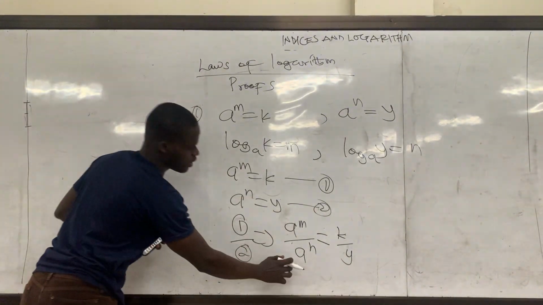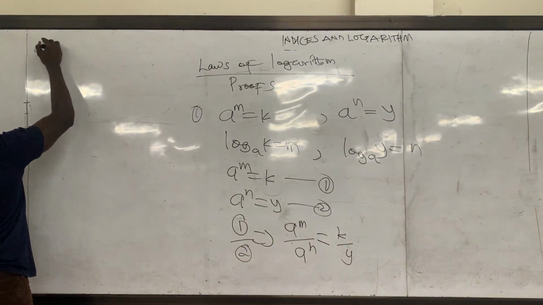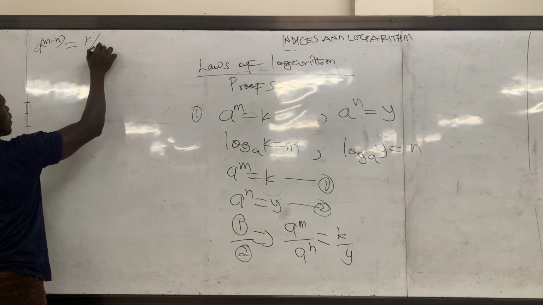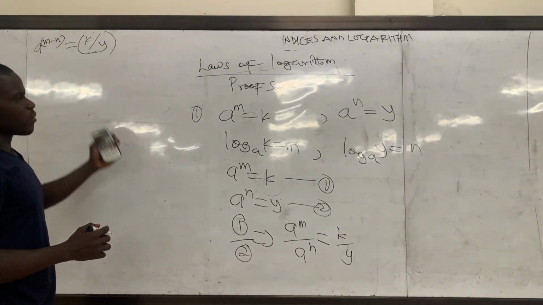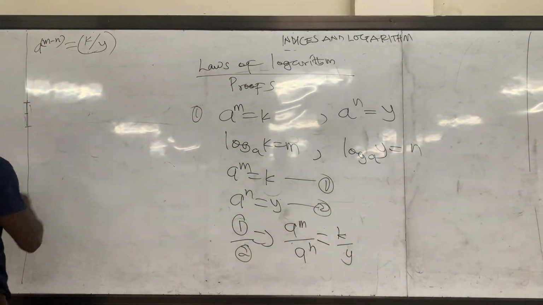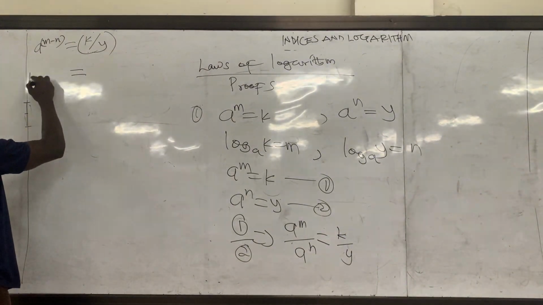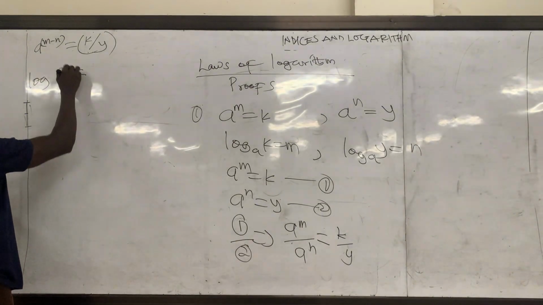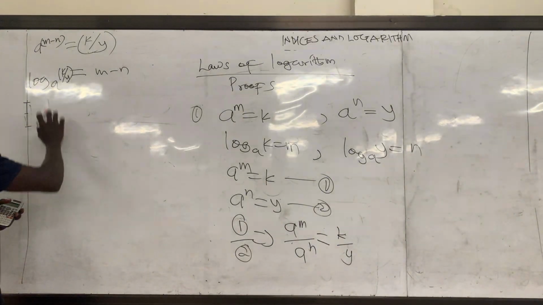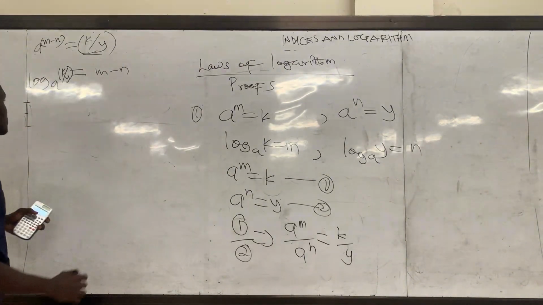So from indices, we learned that we have to subtract the exponents whenever they are divided, right? So that's what we are going to do. We have a exponent m minus n, which is equal to k over y. From the definition of logarithm that we learned, we apply the same understanding over here. This is equal to the log of k over y to the base a being equal to m minus n.